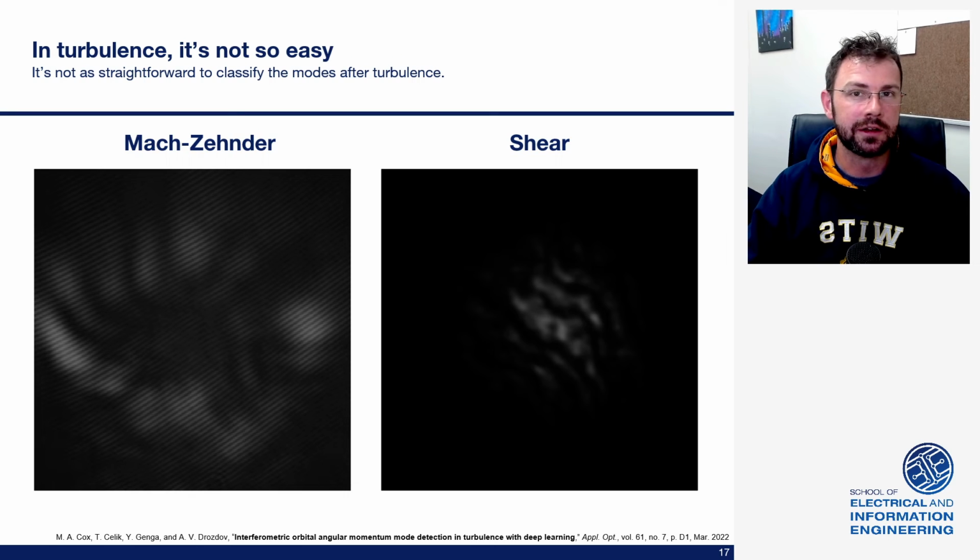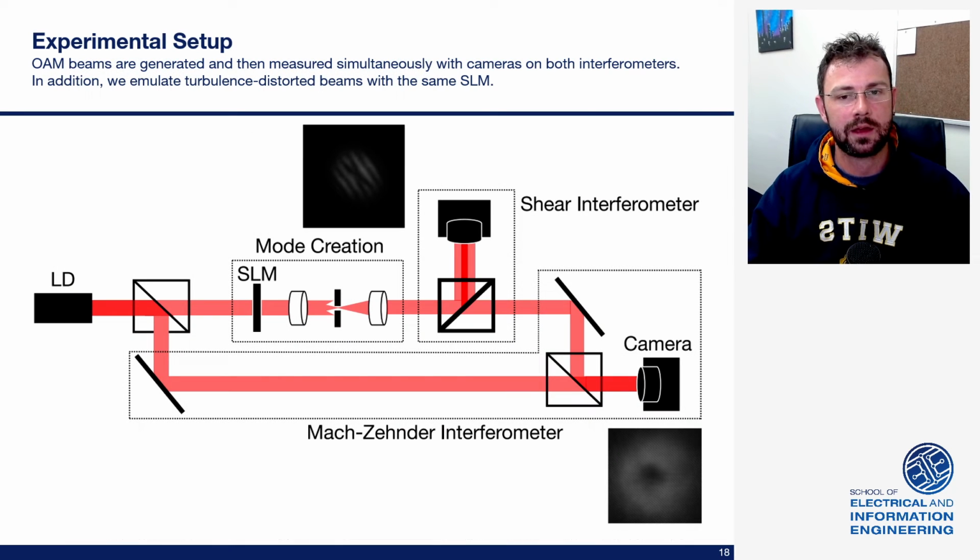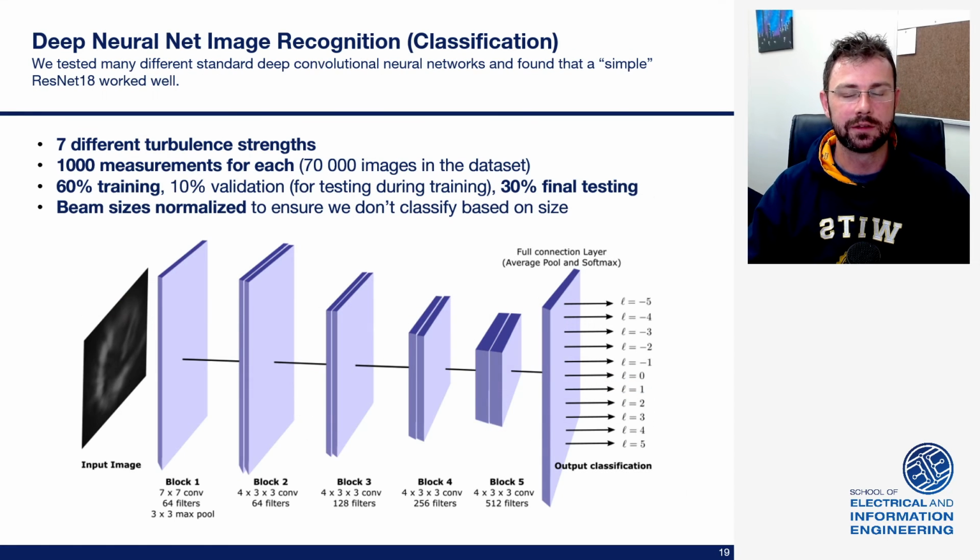Now, can machine learning, or in particular a convolutional neural net, be used to figure out exactly which mode this is? So the experimental setup, we have our laser diode. We split off some of the beam as a reference. We then take the other half and we use a spatial light modulator to produce the different modes. We send off some of the light to the shear interferometer to see what it looks like, and then send the rest off to a Mach-Zehnder. And we obviously do this with various turbulence strengths.